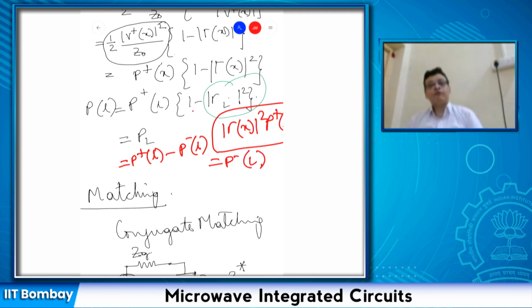So this is slightly different from the conjugate matching. Conjugate matching is only related to the source internal impedance, whereas matching in microwave engineering is related to the power flow.